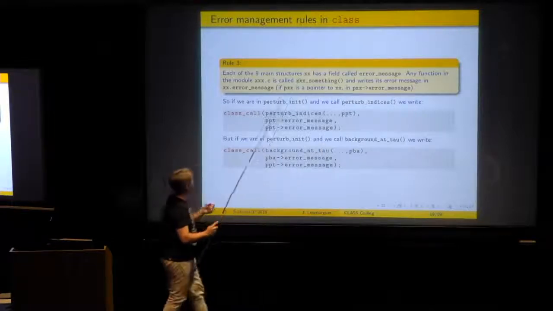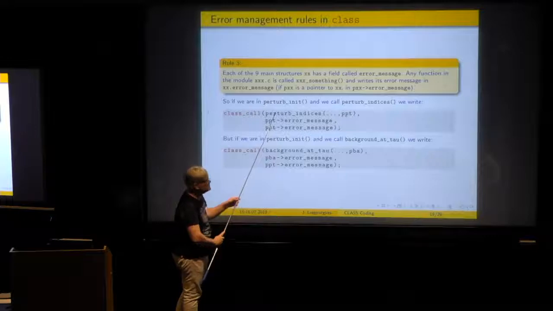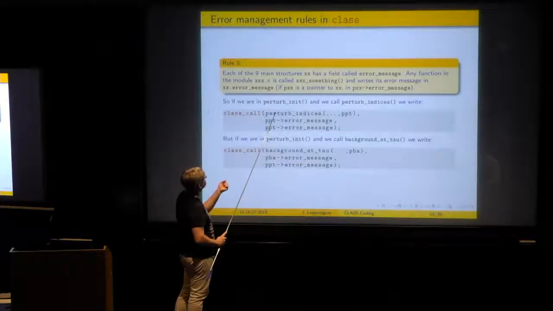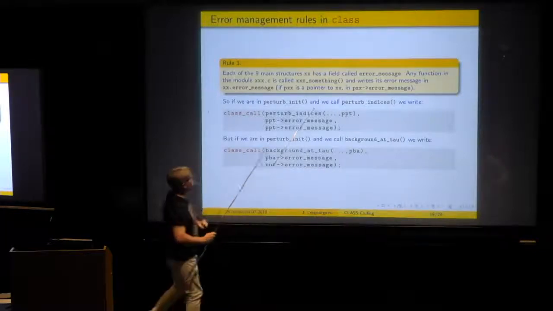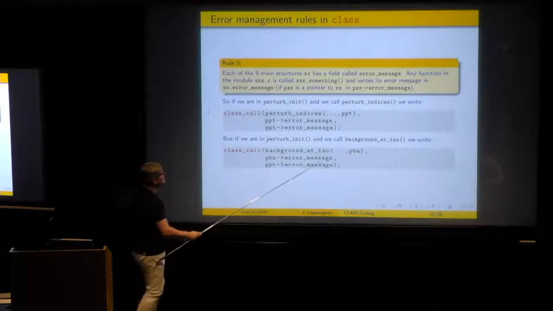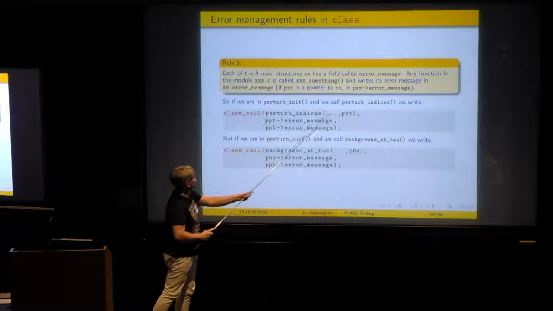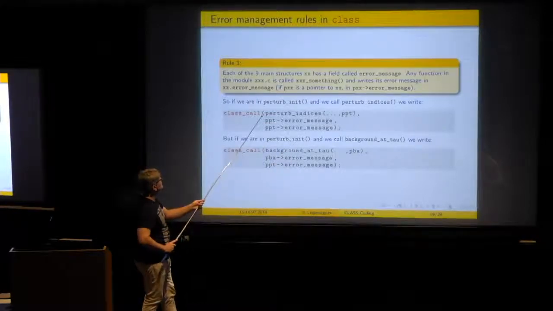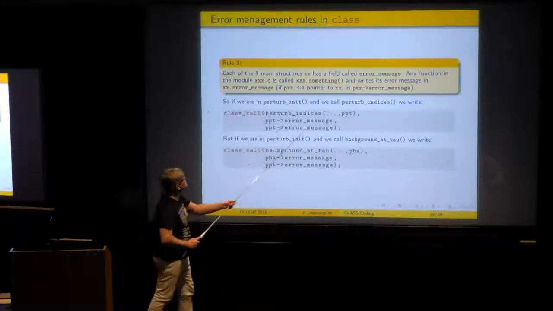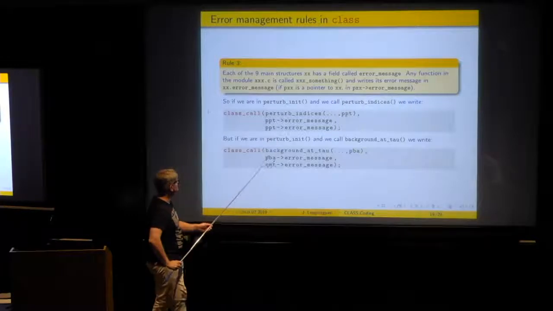So for instance, this function, perturb indices, is from the perturbation module. So it will always write its error in PPT error message. And this gives you the rule for the second argument here or here. You just have to see to which module the function that you are calling belongs. And you keep the error message of the same module here. This is a perturb function, PPT. This is a background function, PBA.